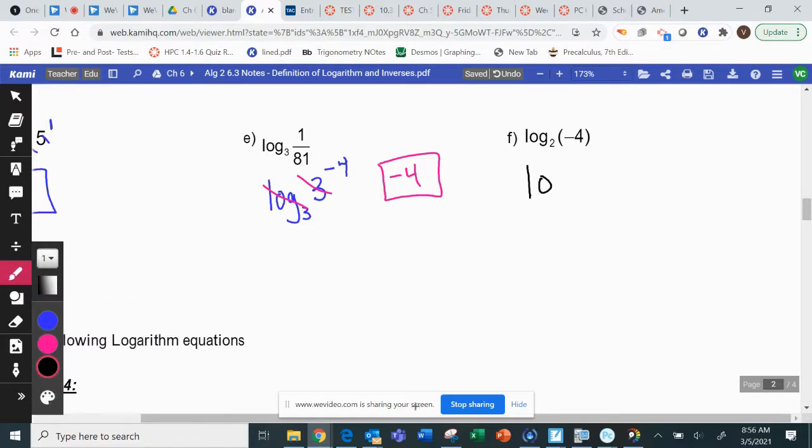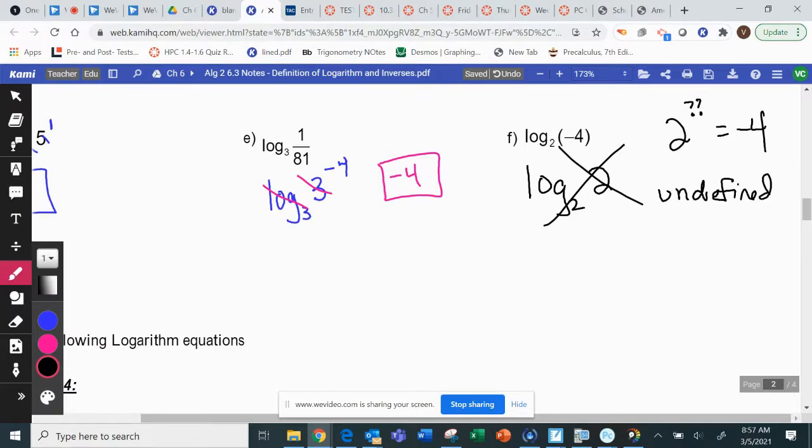Okay, we've got log base 2. So that means I need to make 2 the big number. But 2 to what power gives me -4? You can't do it. There's no answer for this. I think you say undefined, because you cannot have a log of a negative number.